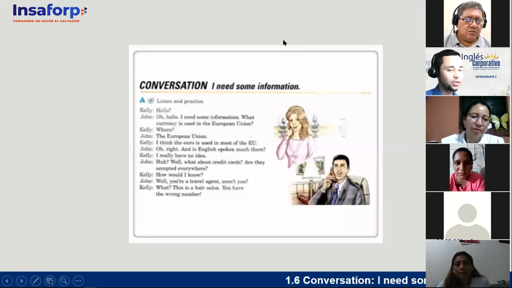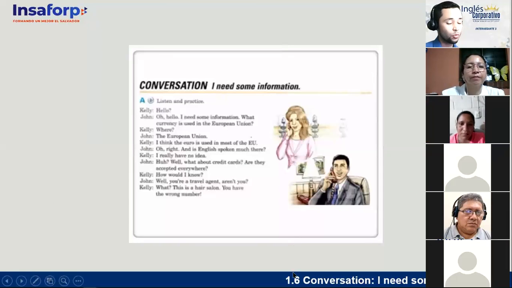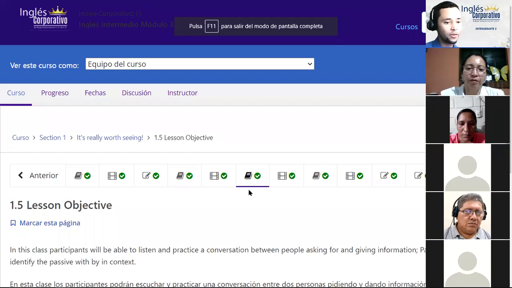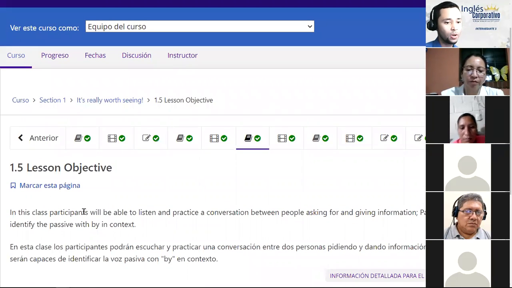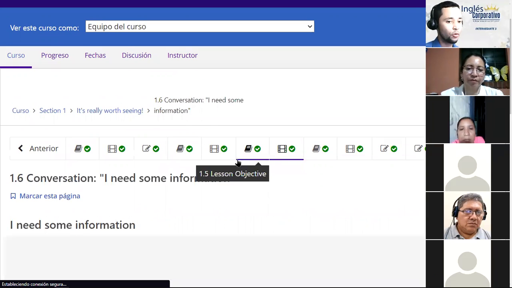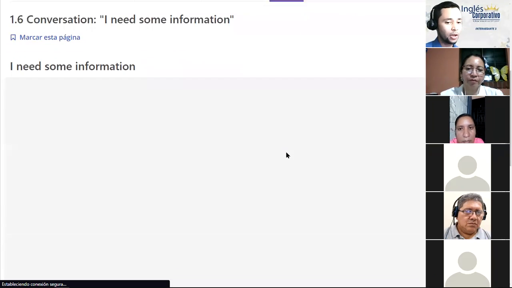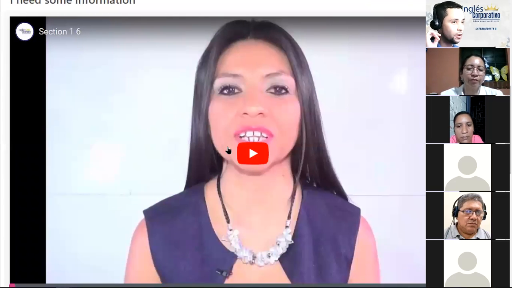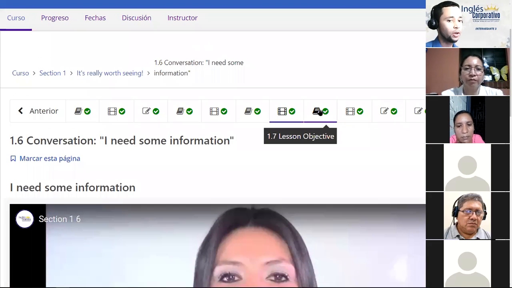Now, the next section, well, it's 1.6 in the platform. Let me show you. Just number 1.5 is the lesson objective. You're going to be able to listen and practice a conversation between people asking for and giving information. Participants will also identify the passive with by in context. So that's for you to work at home. Right now we're going to go over 1.6, which is the conversation. You will see the video, and in the video, you will read the conversation and hear the conversation. So that's something that I want you to do at home. Right now, we're going to go directly onto 1.7.